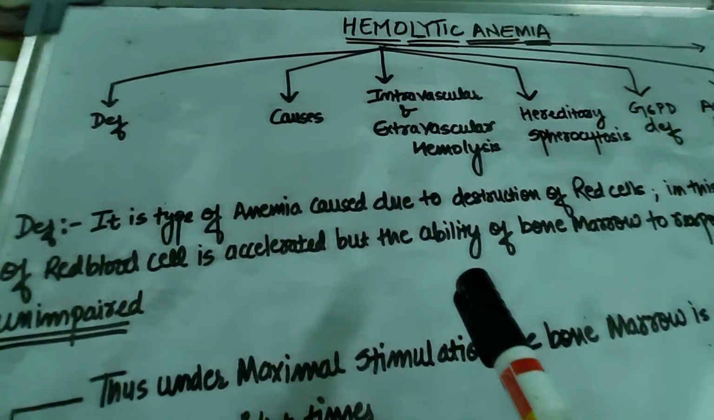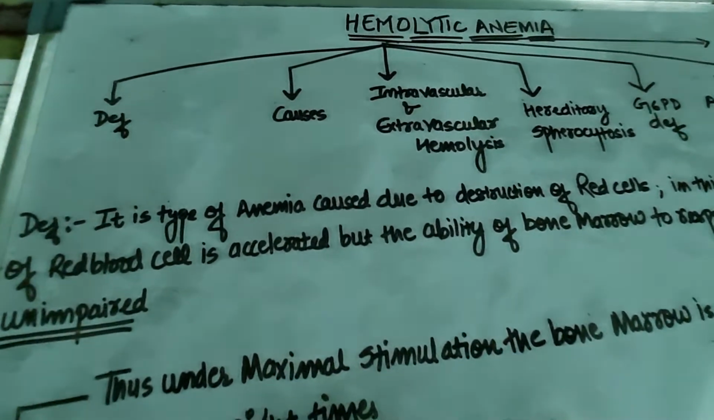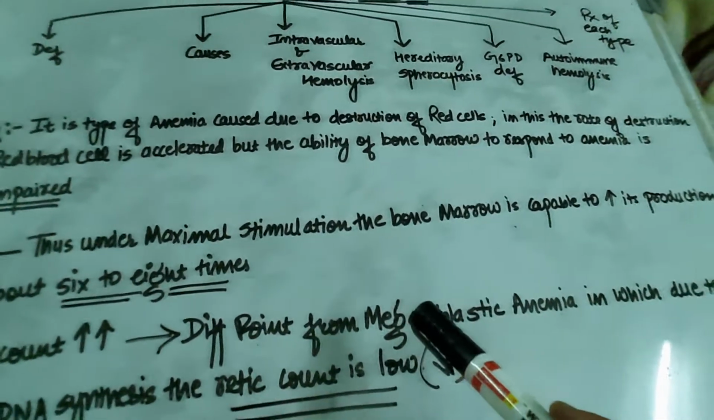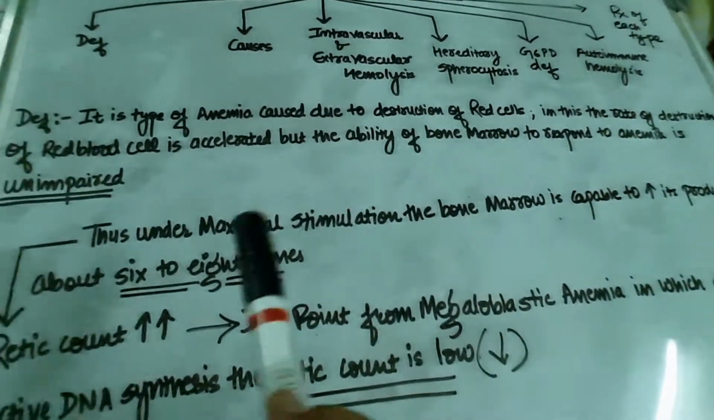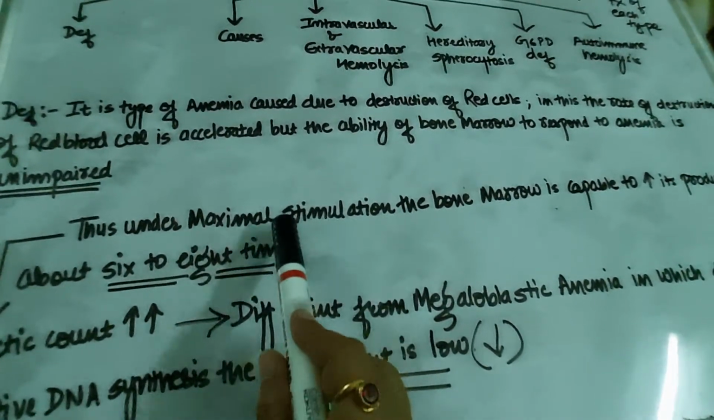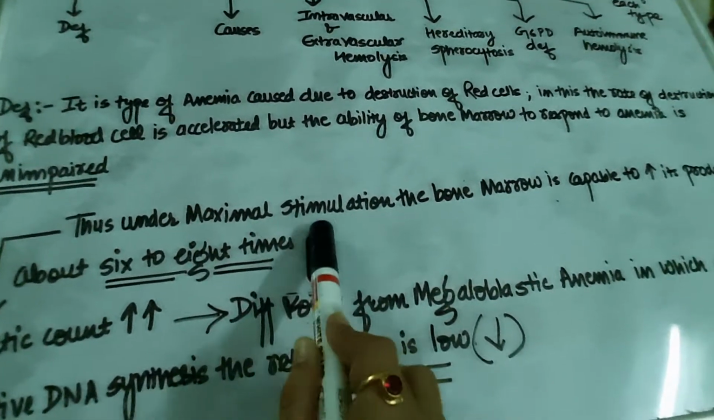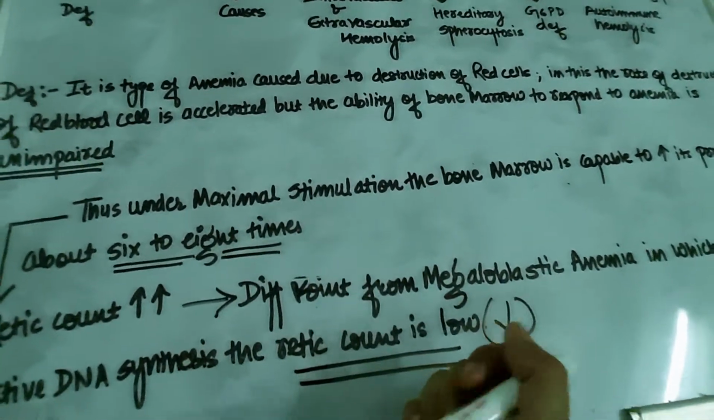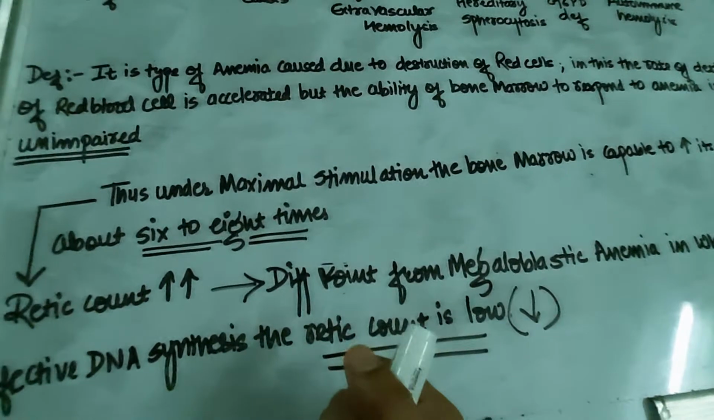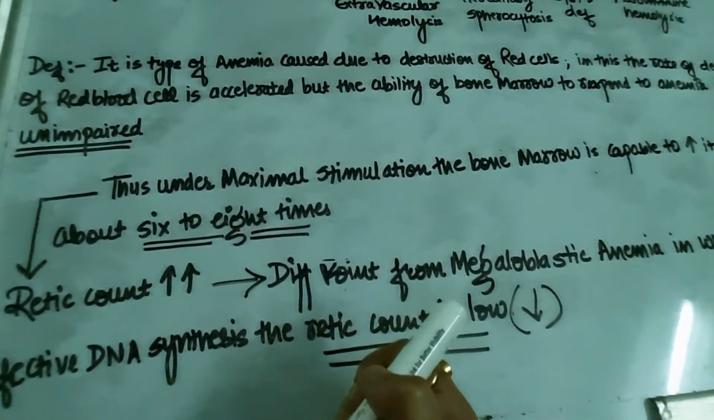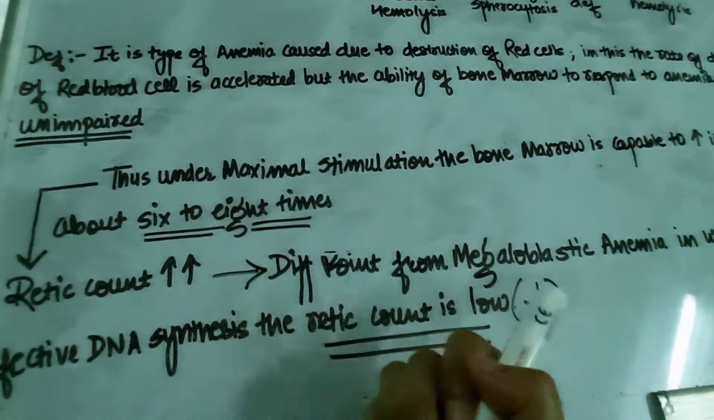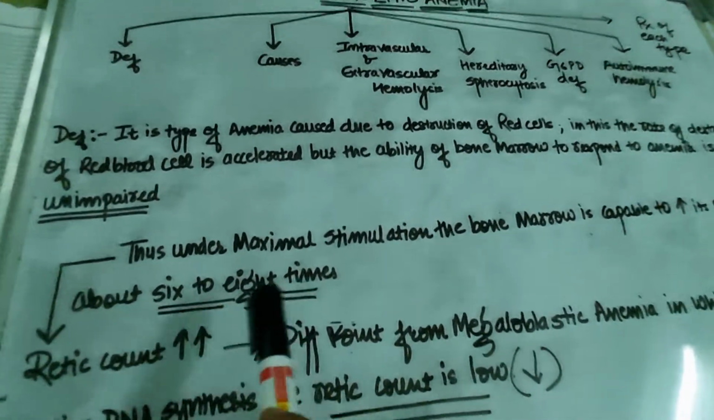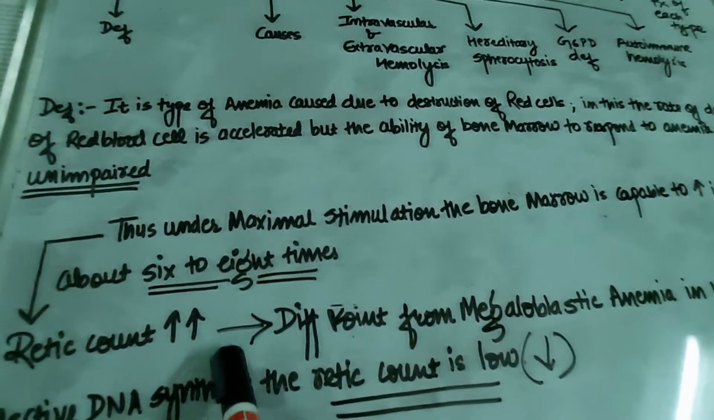The more the destruction, the more and more RBCs will be produced. Thus, under maximal stimulation, the bone marrow is capable of increasing its production about 6 to 8 times. This can be an MCQ. So, it can increase its production 6 to 8 times, 8 folds more. Thus, what is the retic count now? Retic count describes how fast new RBCs are made. So, the retic count in hemolytic anemia will be increased.